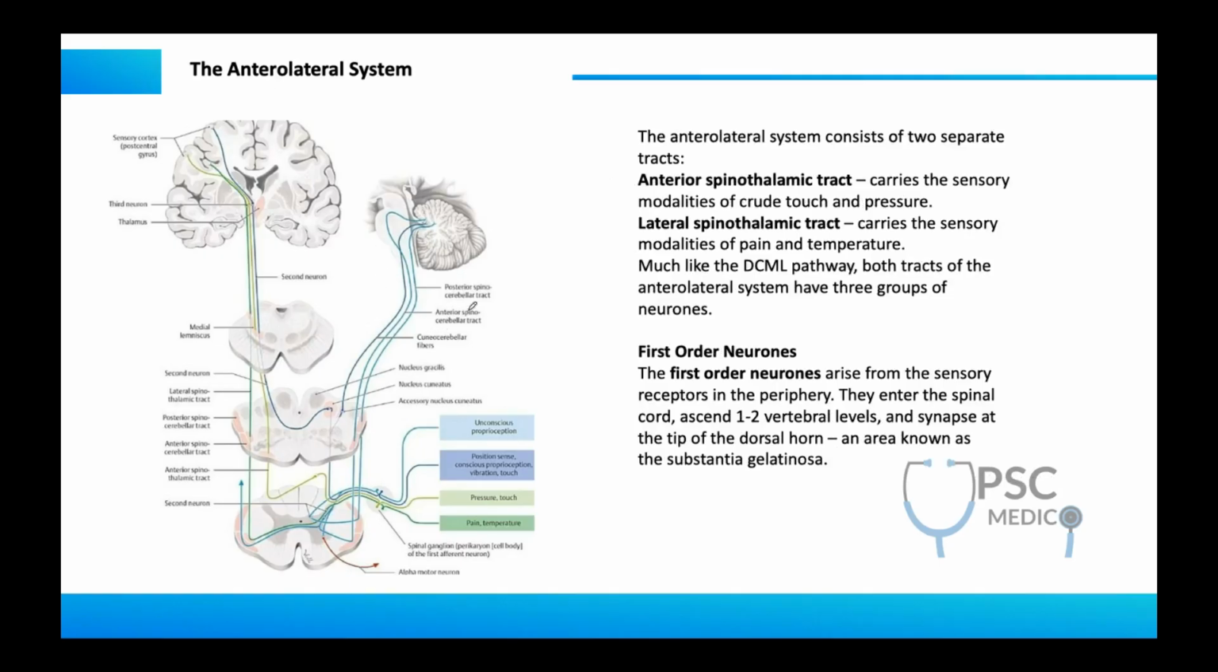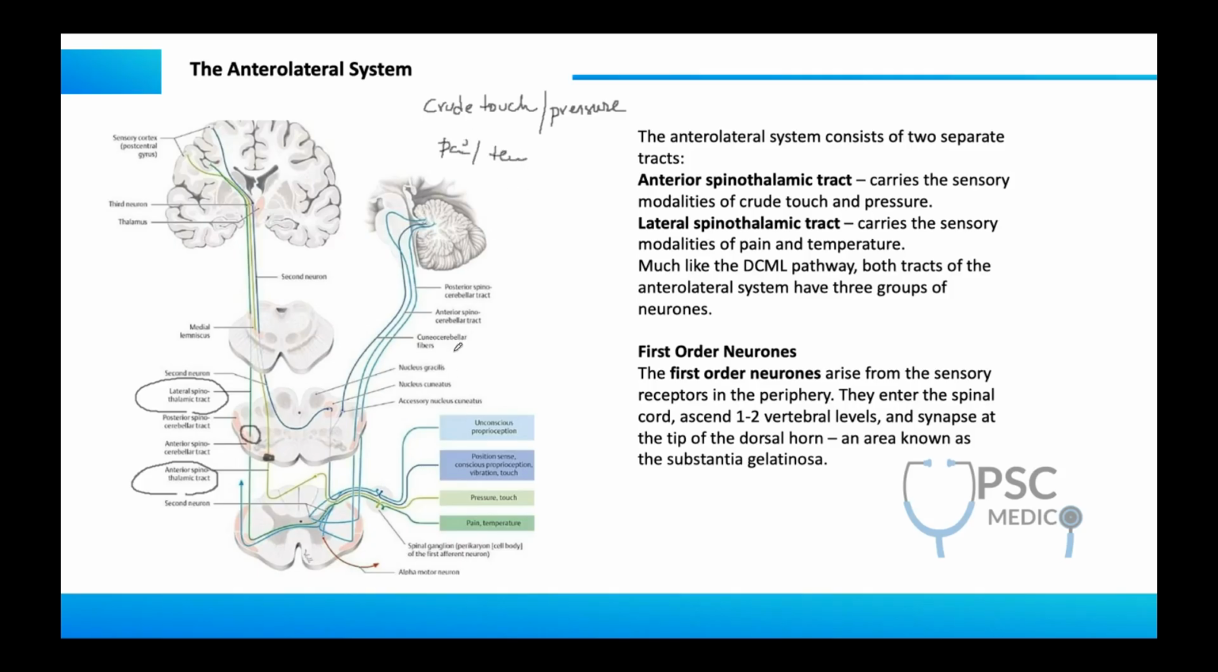Let's see each order. But what is the function of the anterior spinothalamic tract, which travels in the anterior part, and the lateral spinothalamic tract, which is a bit lateral in the spinal cord? These are a bit ventral; you can see they're ventrally placed. First thing, the anterior spinothalamic tract carries crude touch and also pressure. Whereas the lateral spinothalamic tract, very important, carries pain and temperature.